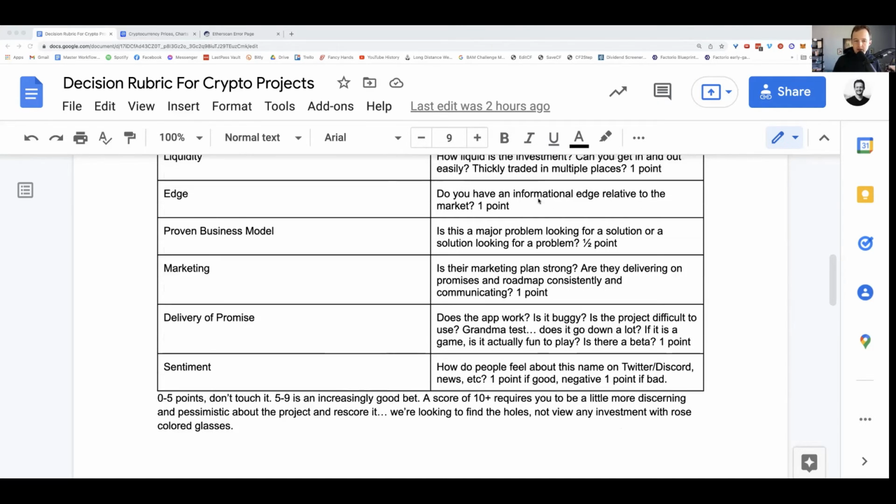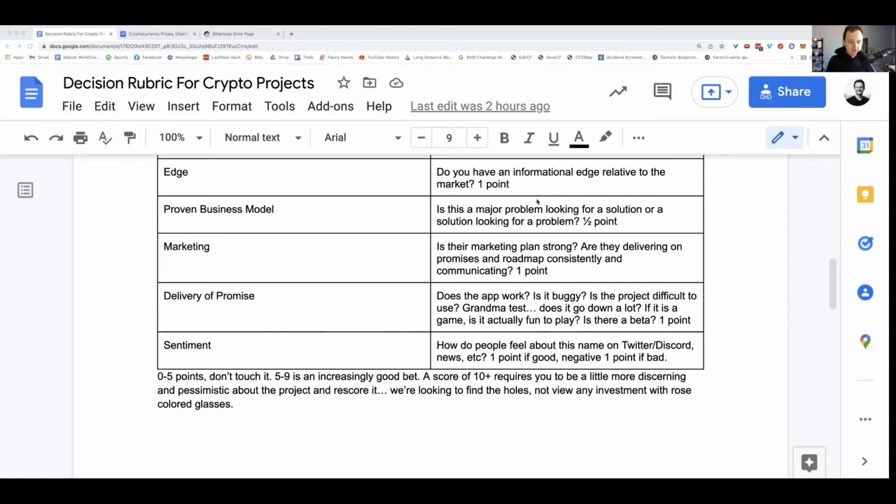So liquidity is one point. Next thing would be edge. Do you have an informational edge relative to the market? Well, what does that mean? Does that mean I know something that most people don't know? In most cases, the answer is no. And don't delude yourself into thinking otherwise. Most information is known by somebody.